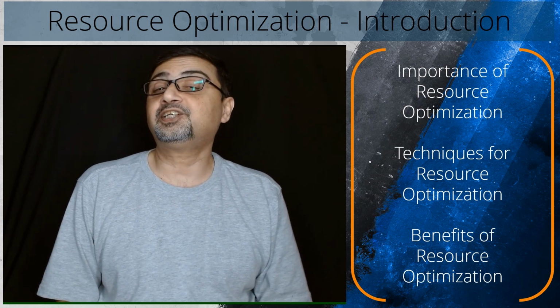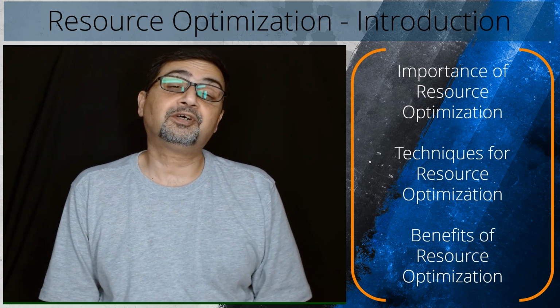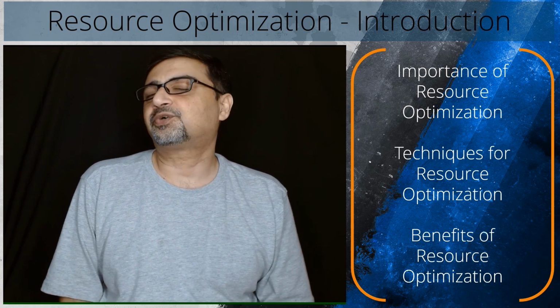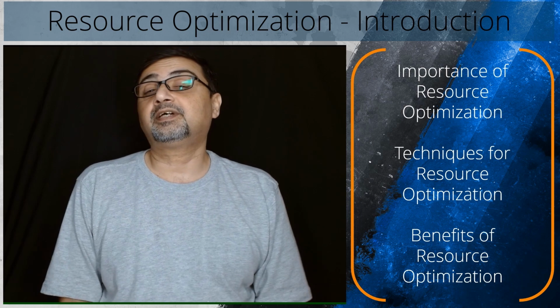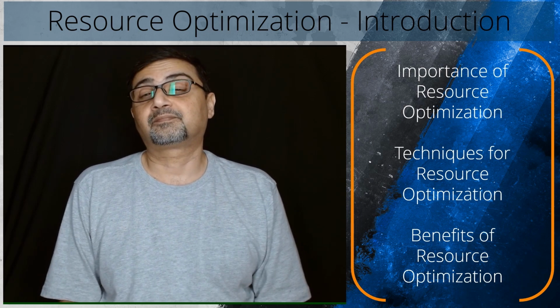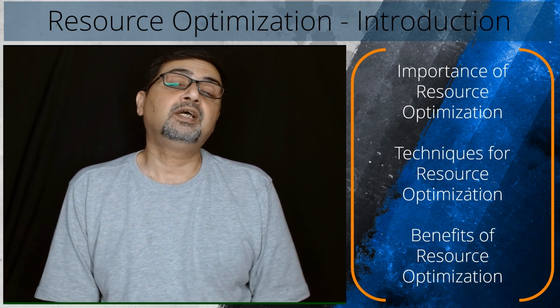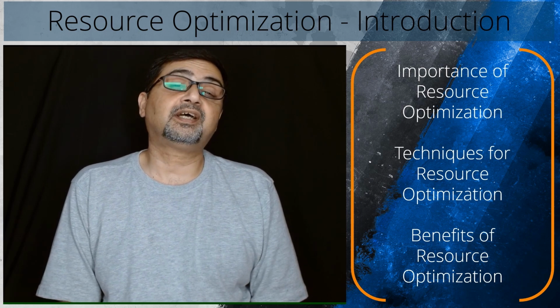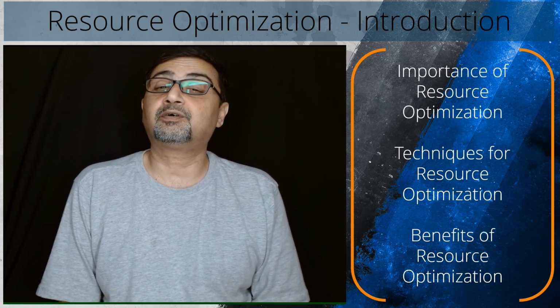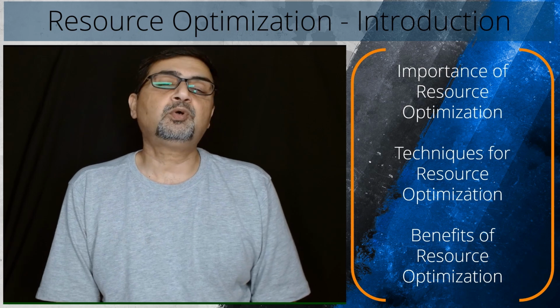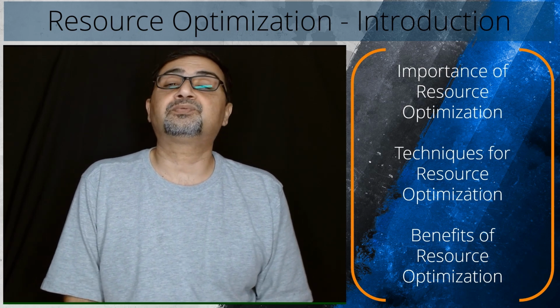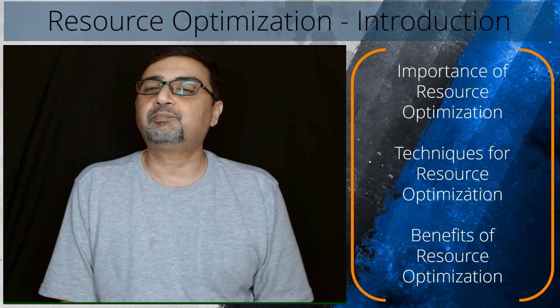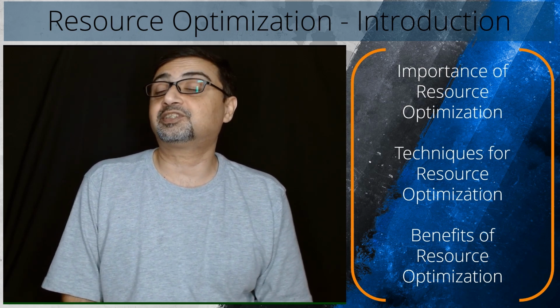Then we have the agile project management methodologies, such as Scrum or Kanban, that emphasize iterative and incremental development. These methodologies allow for flexible resource allocation and reallocation as project priorities change. By promoting collaboration and adaptability, agile approaches optimize resource utilization and improve responsiveness to changing project requirements.